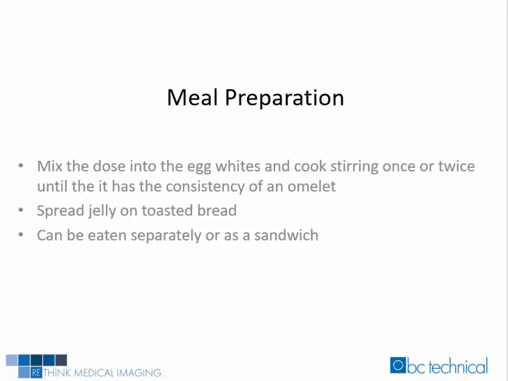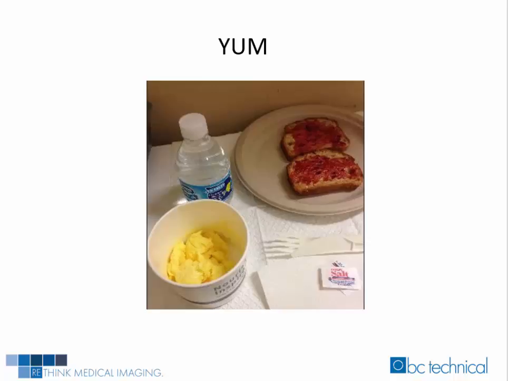The meal is prepared by mixing the dose of 0.5 millicuries of technetium-99m sulfur colloid into the egg whites in a shielded container and cooking it. While cooking, be sure to stir it once or twice until it has the consistency of an omelet. Spread the jelly on the toasted bread, and this can be eaten separately or as a sandwich. This is a picture of a standard meal.